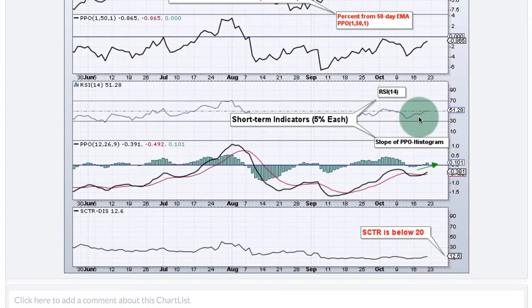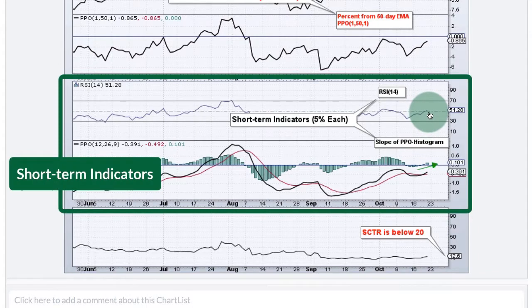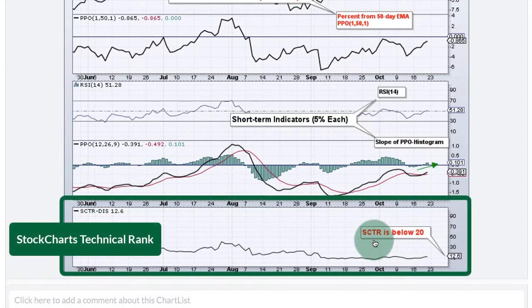Turning to the short-term indicators, you can see RSI is in the middle of its range. The PPO histogram is sloping up, but it only accounts for 5% of the indicator score. And you can see you put it all together and the scooter is very weak, below 20.